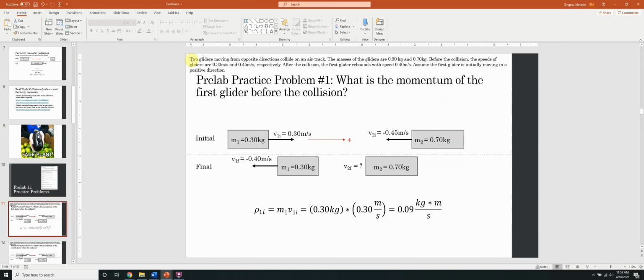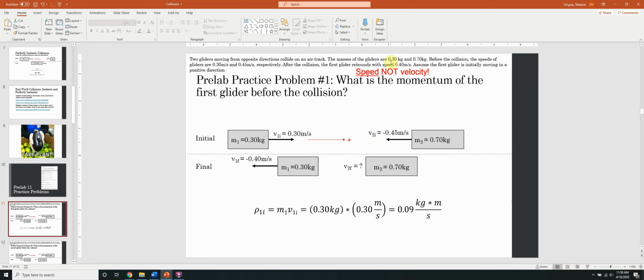All right, so if you read the prompt at the top of the pre-lab practice problems, it says there are 2 gliders moving from opposite directions. They collide on an air track. The masses of the gliders are 0.3 kilograms and 0.7 kilograms. So you can see I have mass 1, this is 0.3 kilograms, and mass 2 is 0.7 kilograms. Before the collision, the speeds of the gliders are 0.3 meters per second and 0.45 meters per second. So this guy, before he collides, is going to be 0.3 meters per second. This guy is going to be a negative 0.45 meters per second for reasons that I'm about to mention.